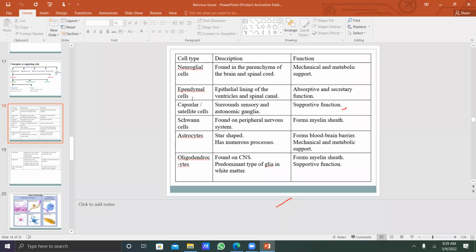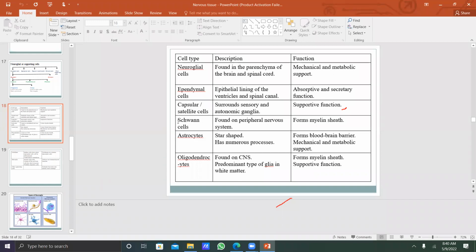And the ependymal cells, these are specialized epithelial cells which line the ventricles and the spinal canal. Ventricles of the brain and the spinal canal are lined by the ependymal cells. So, they have a specific absorptive and secretory function. And the capsular or the satellite cells are the ones which surround sensory and autonomic ganglia. So they give supportive function to the ganglia.